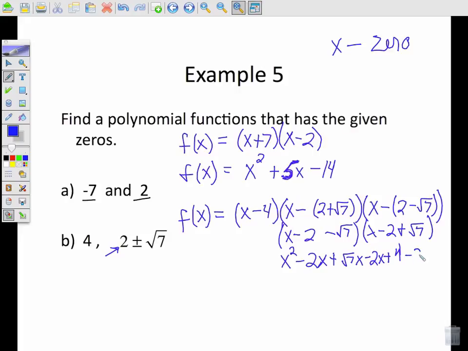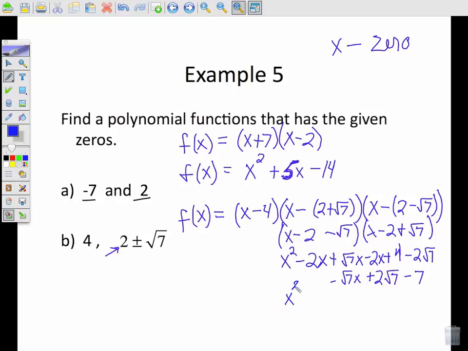Plus 4, and then I've got negative 2 times square root of 7, which is minus 2 square roots of 7. I'm going to have one more term to multiply through. Negative square root of 7 times x is negative square root of 7x. Negative square root of 7 times 2 is minus 2 square roots of 7. And negative square root of 7 times itself is minus 7. Now you're going to add like terms, and let's show you what we have left.